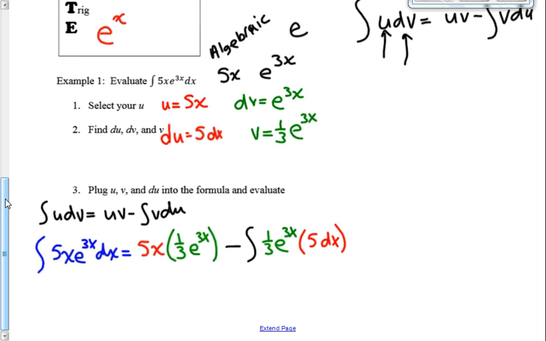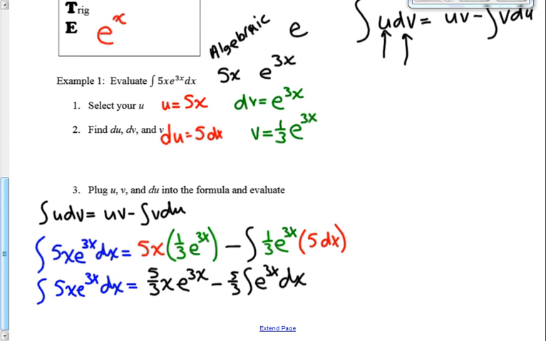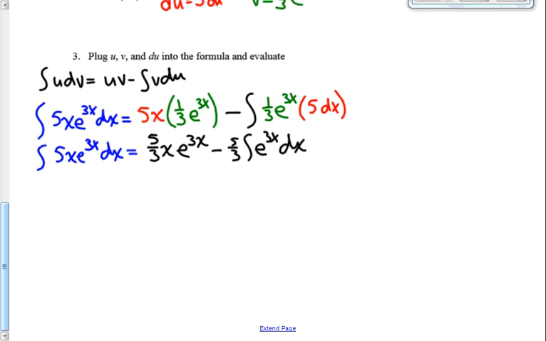So all I've done so far is I've just plugged into the formula. Now I'm just going to simplify. So what I have is the integral of 5x e to the 3x dx is equal to, and right here I'm going to write that as 5 over 3 x e to the 3x. And then over here I'm going to pull my constants all the way out, minus again 5 over 3 antiderivative of e to the 3x dx. And I should be able to find that antiderivative.